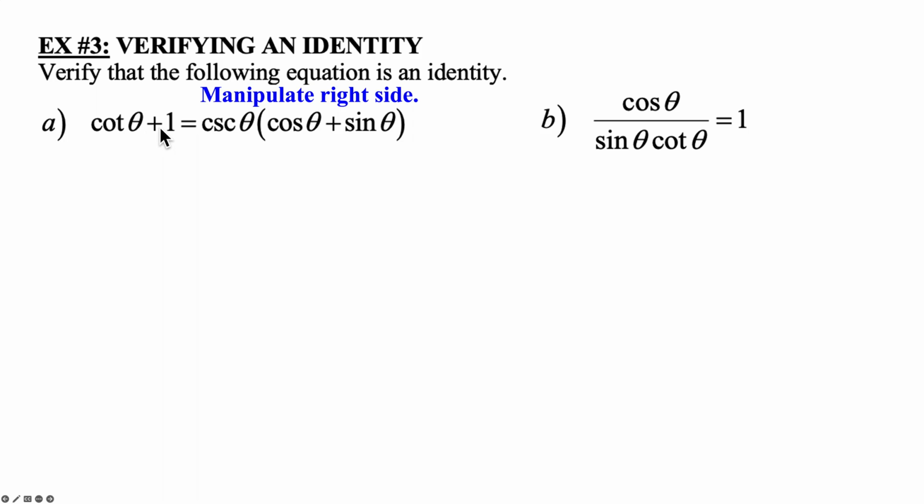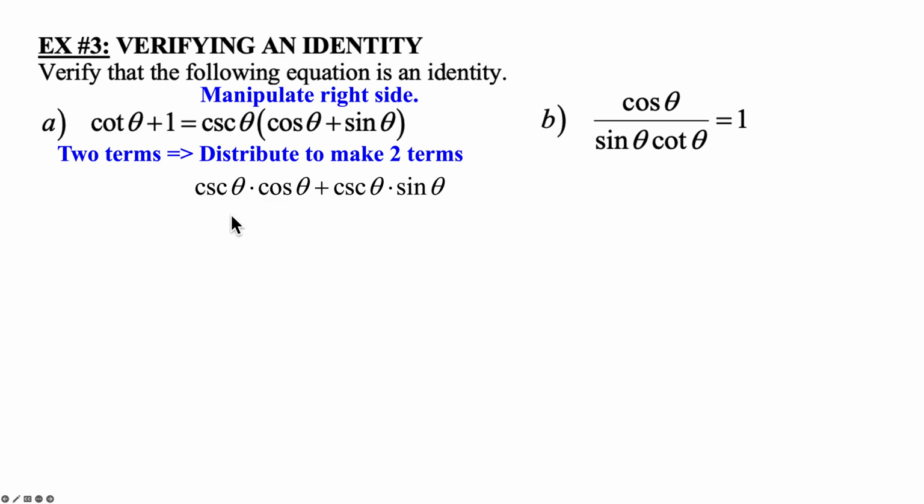Technically the left side has two terms in it. The right side is officially one term. I need to distribute that cosecant theta to both those terms to create two terms. So let's get that done.